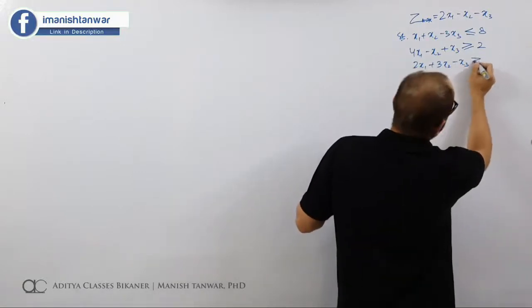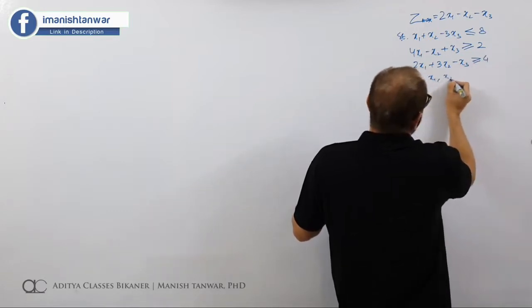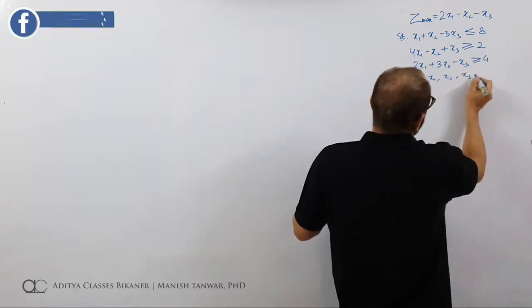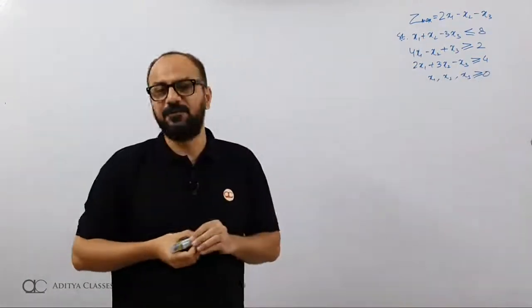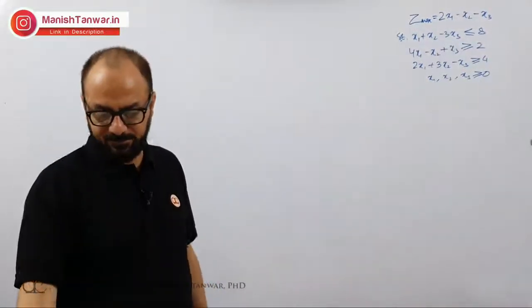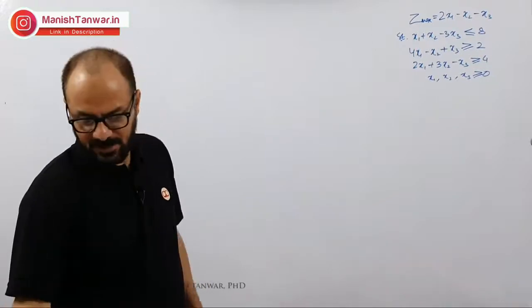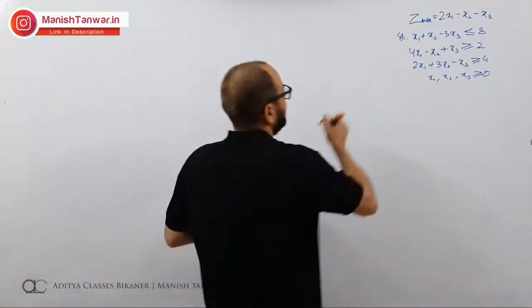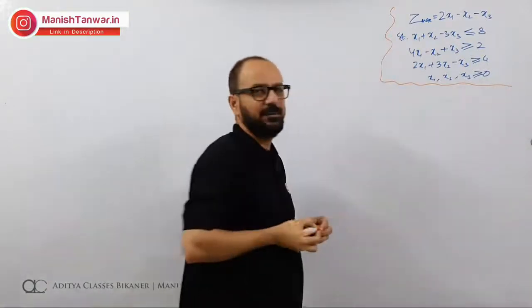greater than or equal to 4, subject to, finally, the physical constraints or the non-negativity constraints, that is, none of the variables x1, x2, x3 can go below 0. So this is our problem for the day, and we'll see what we can do with it.